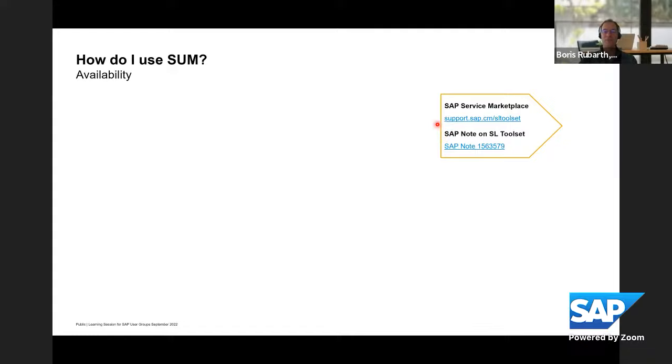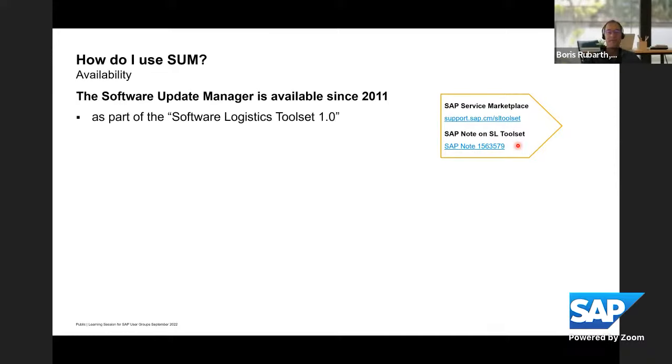We have a central entry point in the support portal, /SL toolset, that holds all information relevant for Software Update Manager for all the scenarios, linking guides, linking SAP Notes, linking directly the download of the tool as well. And it's quite interesting to know that the Software Update Manager is delivered as part of what we call the Software Logistics Toolset. That is kind of a bundling where the Software Update Manager is available. It's available since more than 10 years.